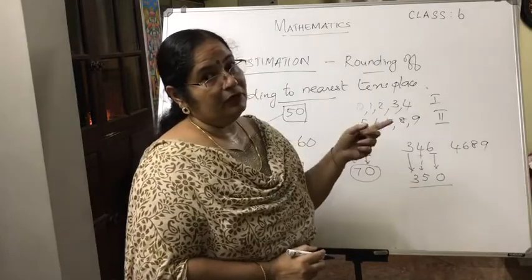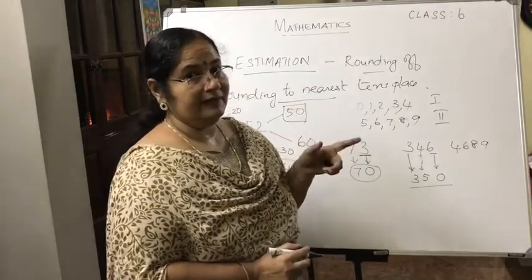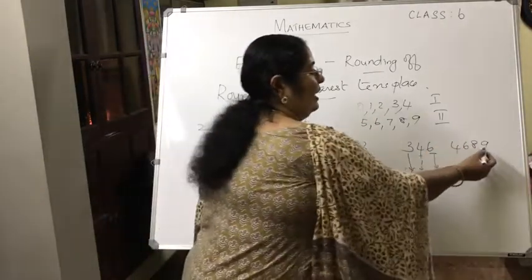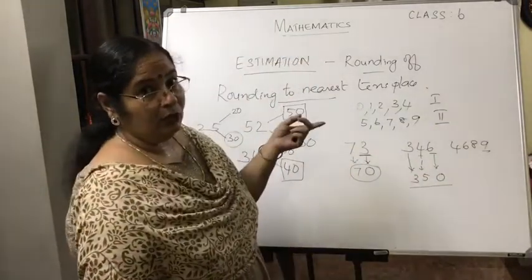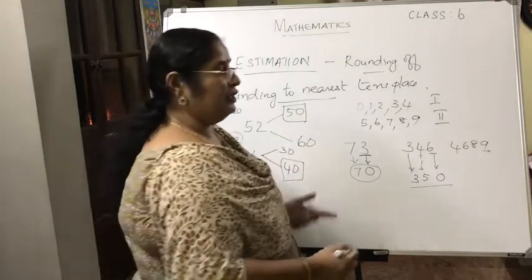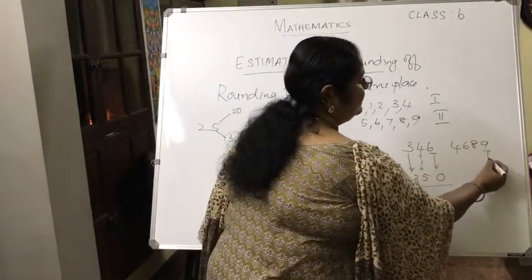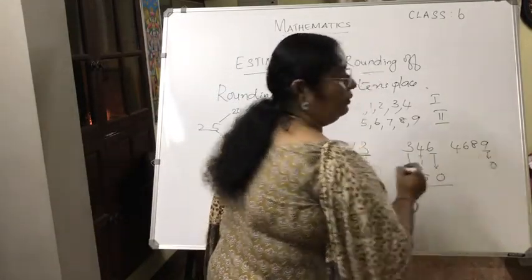4689 to be rounded to the nearest tens place. Which place digit will you look into? The ones place digit. What is the digit there? 9. Which group? Second group. So what should we do? Change the digit in ones place to 0.